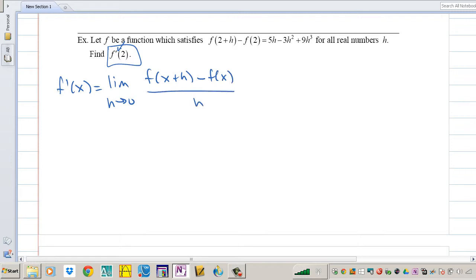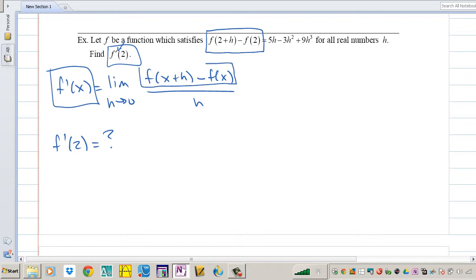Now, we're going to use this fact here so that we can try to solve this derivative at f prime of 2. What are we trying to solve? We're trying to solve the derivative at x equals 2. We don't know what that is yet. Well, if you notice that this part looks a lot like this part right here. What are we missing from this box that this box has below it? We're missing a divide by h.